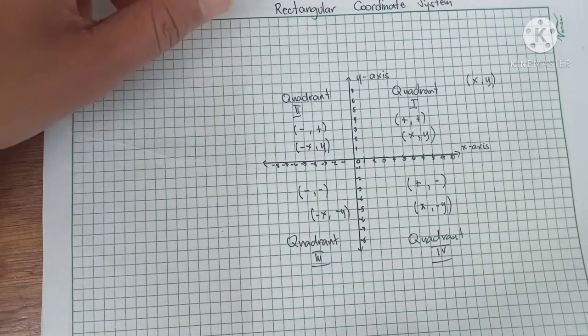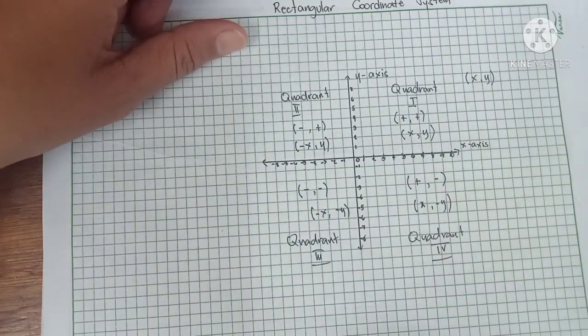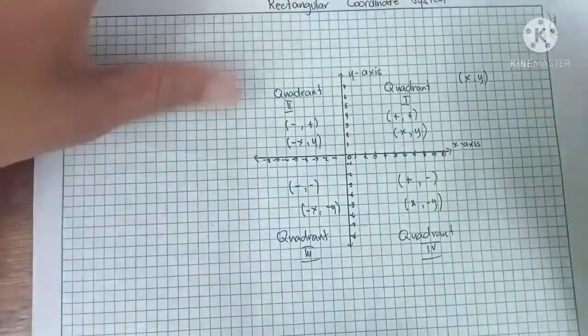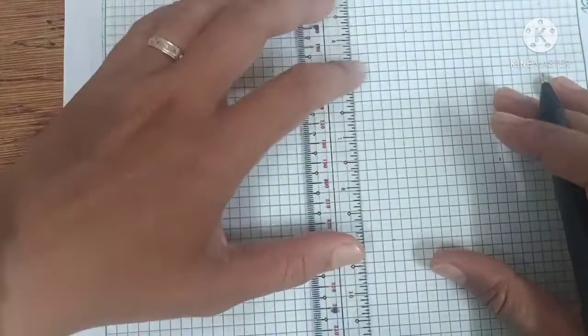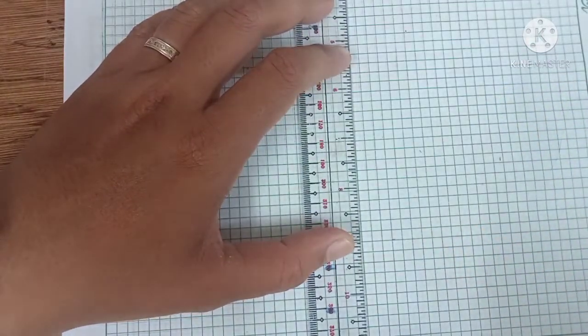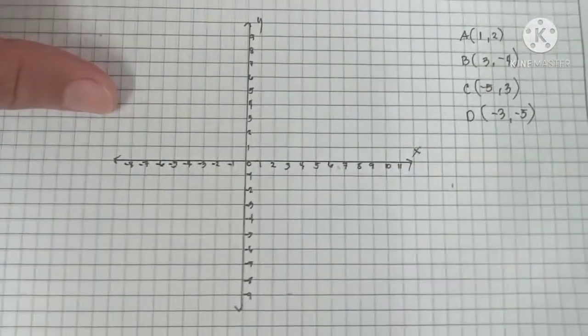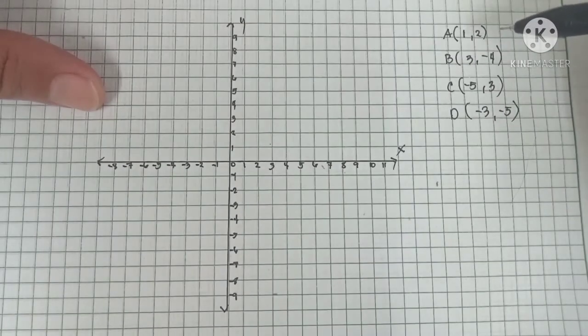Okay? So what is next is, how are we going to plot? When we say plot, we're going to locate the points on the coordinate system. So say for example, if I will let you plot the following numbers. Okay? So let us make another coordinate system. Okay, so I have here numbers, an ordered pair.